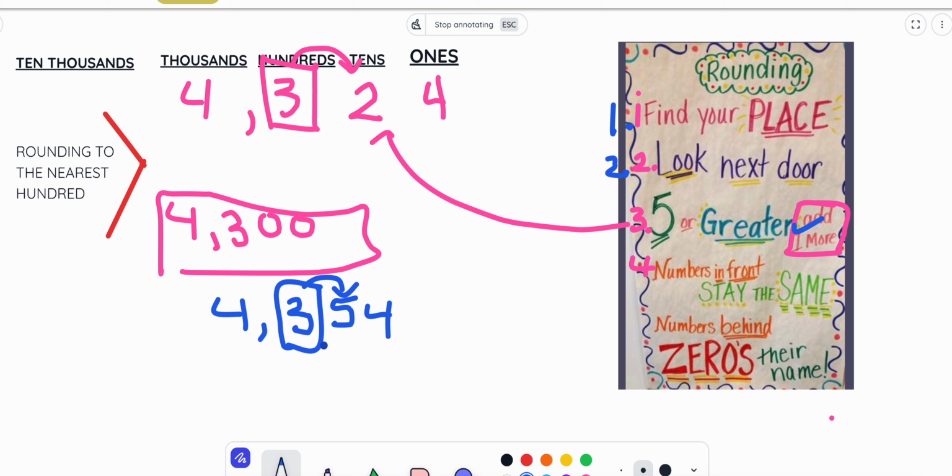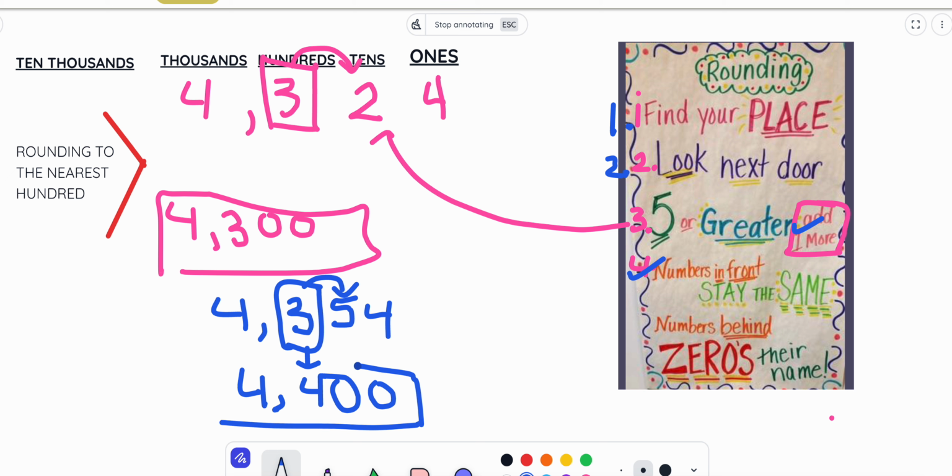So I don't add one more to the 5, I add one more to the 3, to my place. We're looking at our place. So that 3 is going to turn to, what's 3 plus 1? A 4. The numbers in the front stay the same. Okay, so that was a 4. The numbers behind, 0 is their name. Do you see how that has changed? So now I rounded to the nearest 100, but it's changed. That 5 changed things. This was a 2.